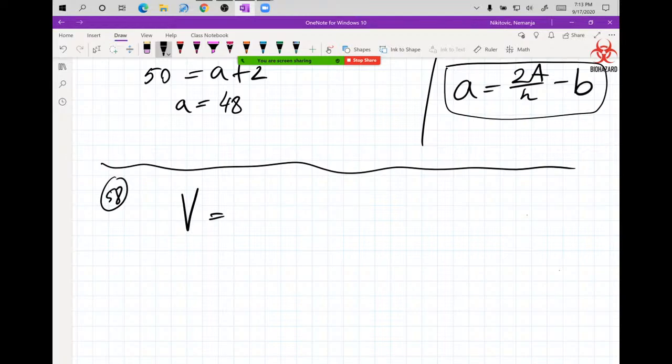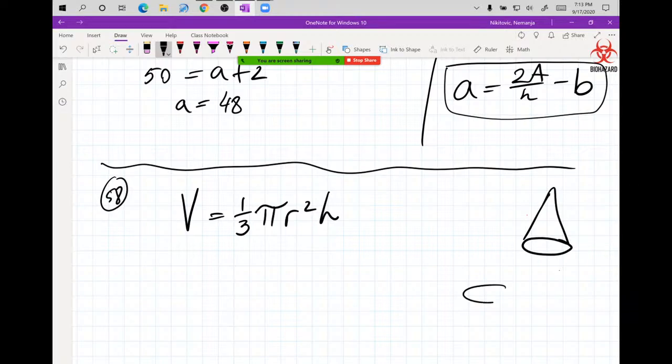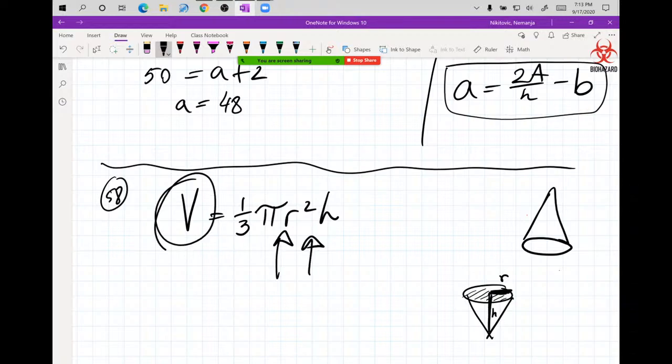So problem 58 says volume is equal to 1/3 pi r squared h. This is the volume for the cone. If you ever wondered how much ice cream you can fit inside the cone, so you ate all of the ice cream that was sticking out, and now it's just flat on top. If you measure the radius r, and you measure the height of the cone h, those are these two numbers, and you can calculate the volume of the ice cream that is inside the cone.